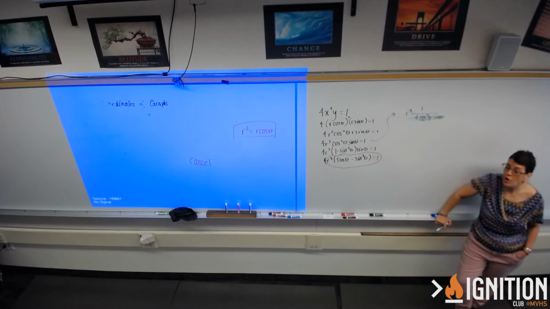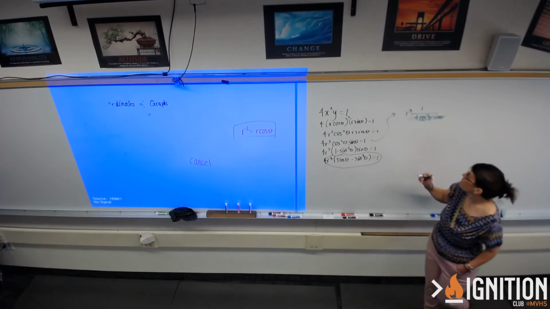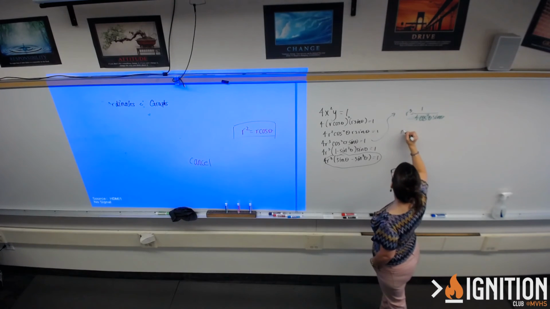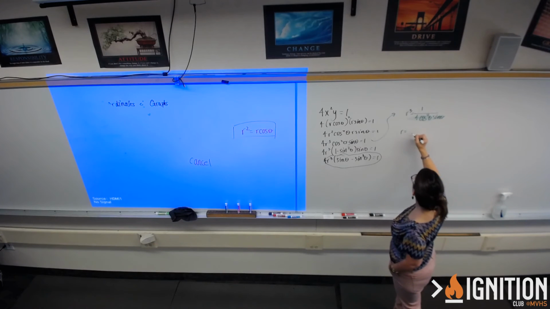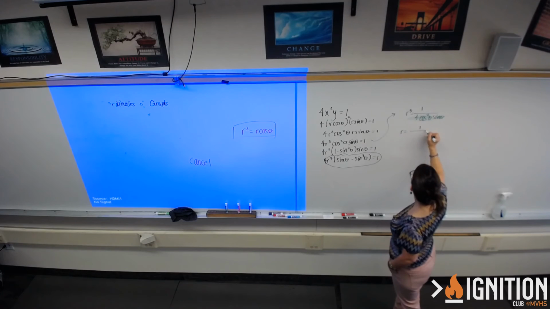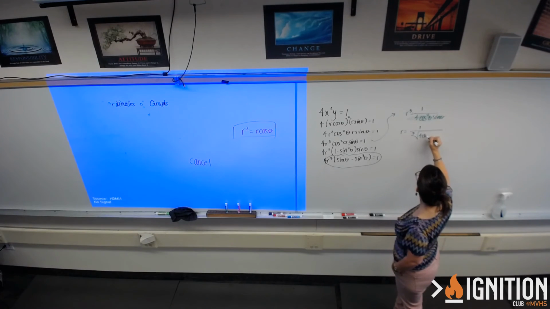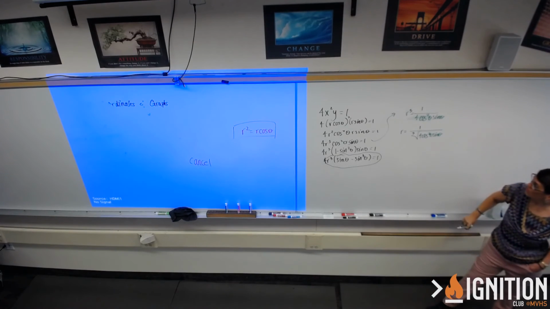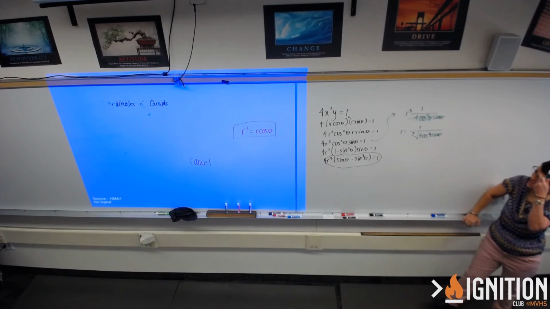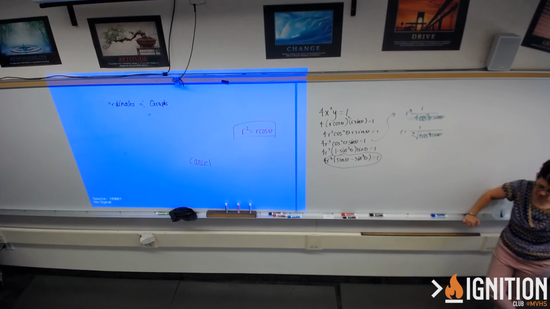I want to solve for r. Cube root it. Do you have to rationalize because it's cubed? Actually, you do have to rationalize. We are not going to rationalize. Should we rationalize? Yes. I'm not going to bother rationalizing that.